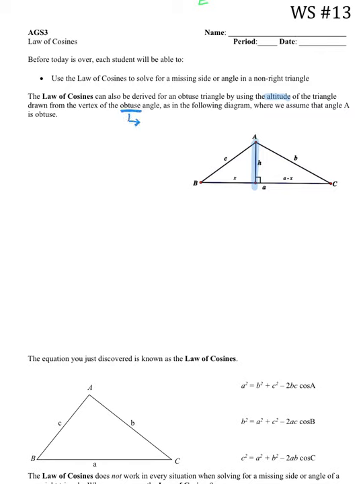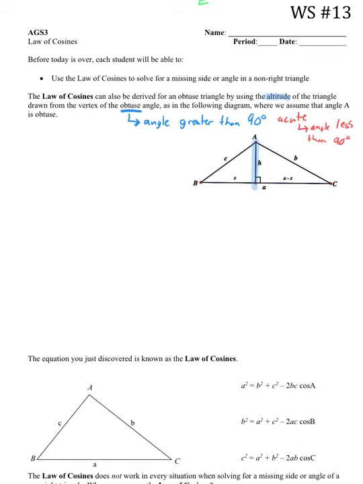Anyone know what an obtuse angle is? What the definition is? Bigger than 90? Exactly, an angle greater than 90 degrees, versus an acute angle, which is an angle less than 90 degrees. So yeah, that would be an obtuse angle.